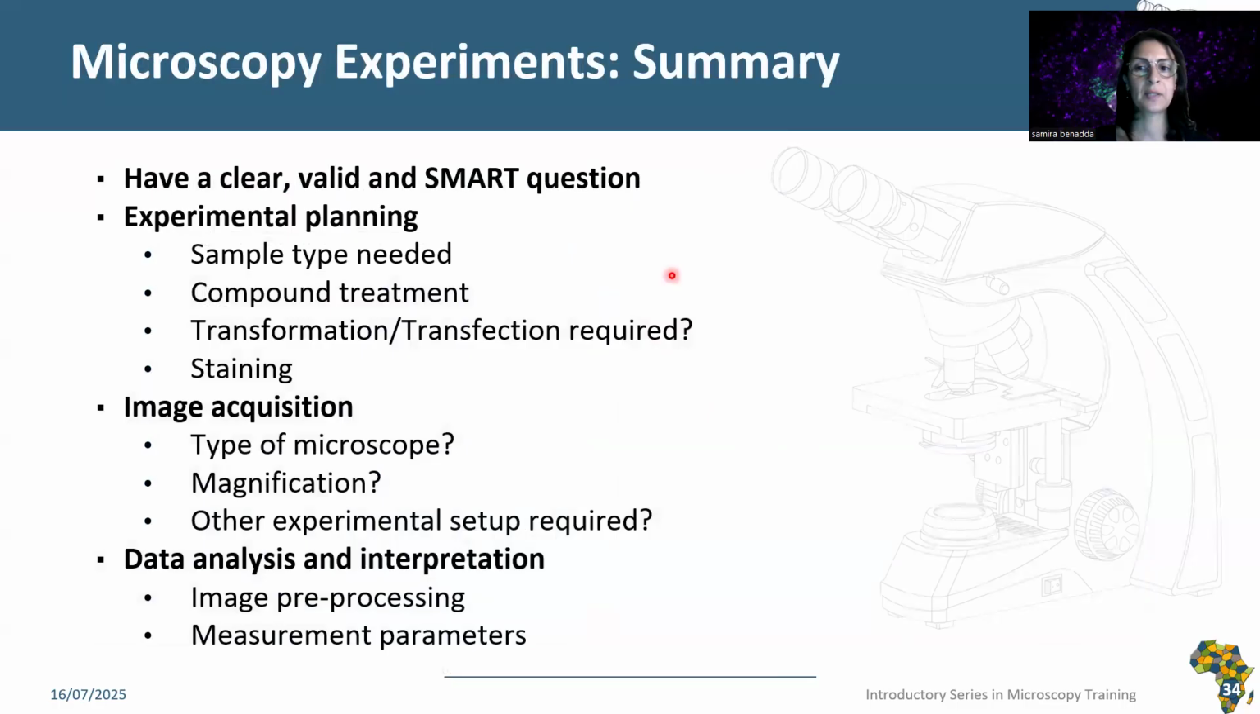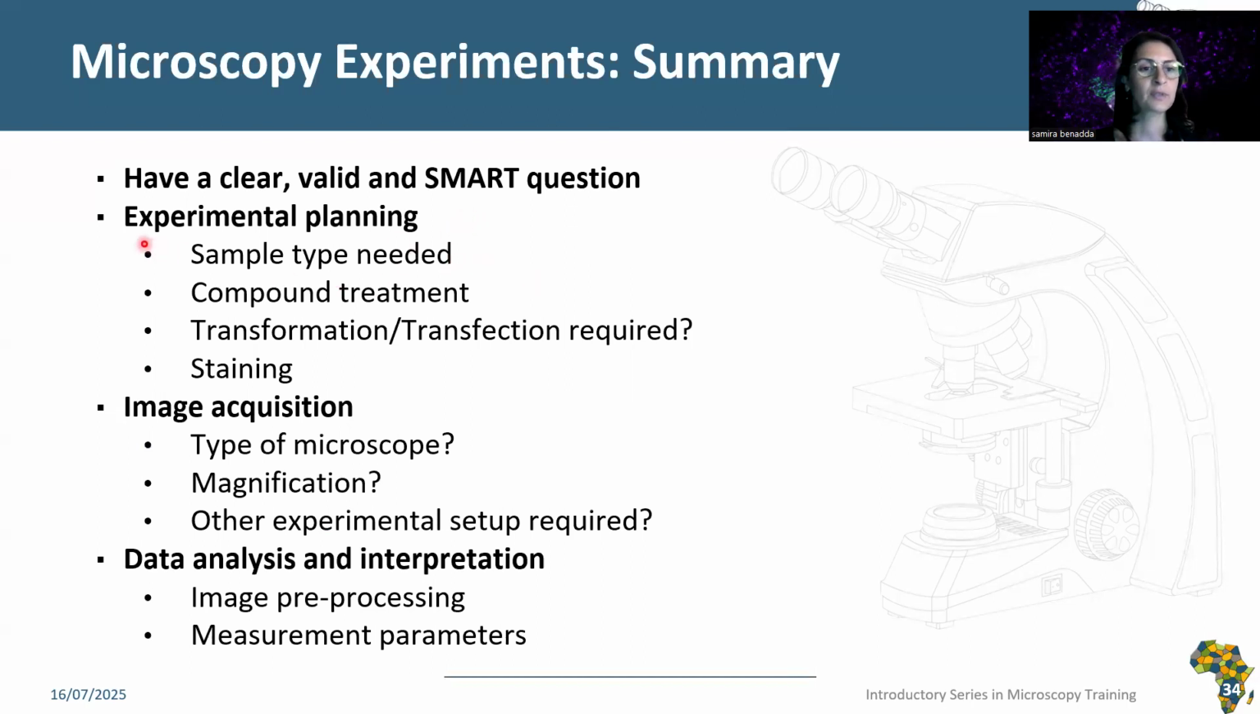Okay, so now we are coming to a close to summarize our microscopy experiments. So the first, what is your question? It needs to be a valid, clear, and smart question. What do you want to achieve from these experiments? How do you want to go about it?